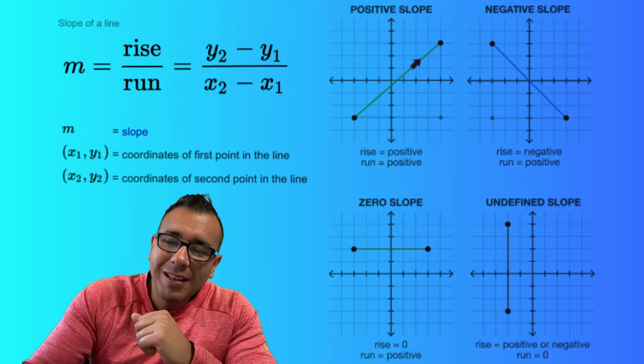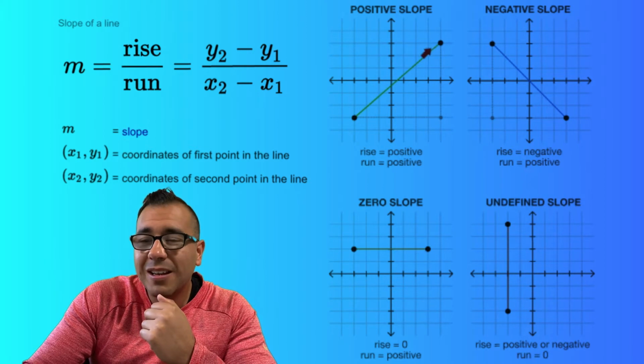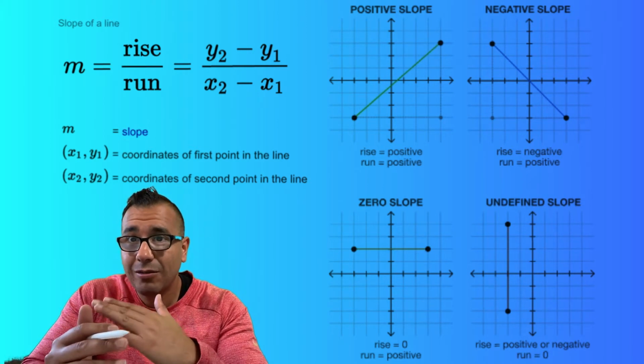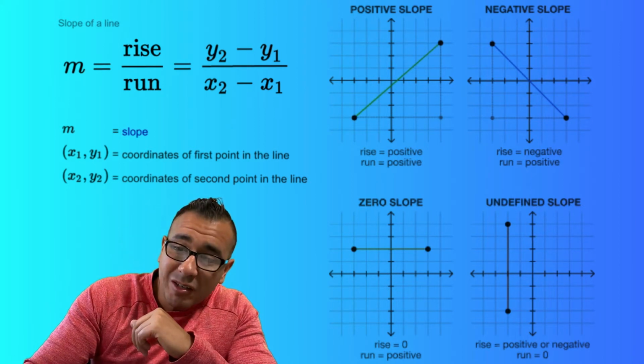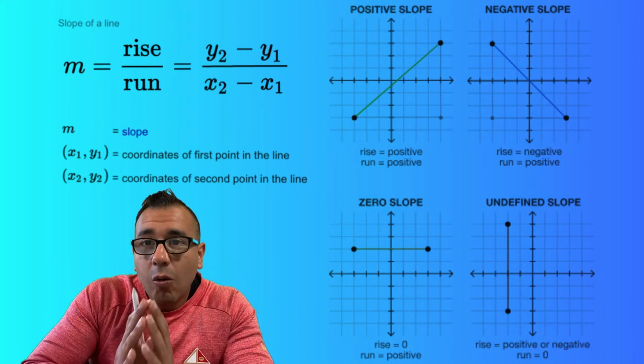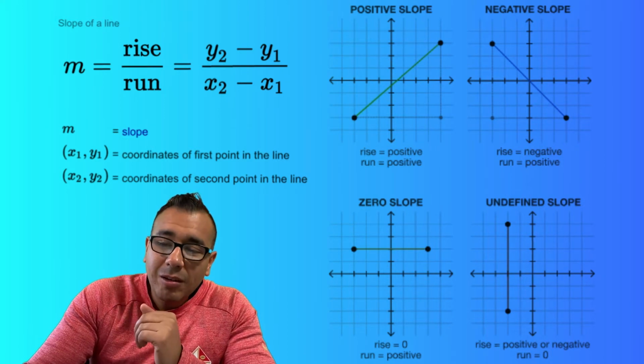Pretend this is like a hill. Of course it's not a hill, but let's pretend it's a hill that you're going to climb, and the slope is going to tell us how steep this hill is. So the bigger your slope, the steeper the hill that you're going to climb. You always want to think about the fact that you start on the left-hand side.